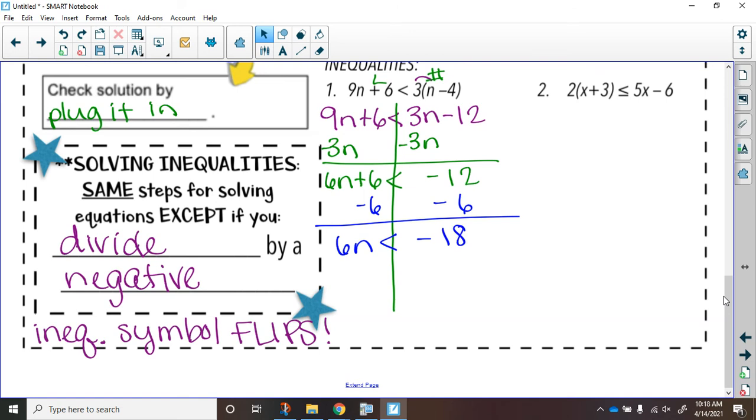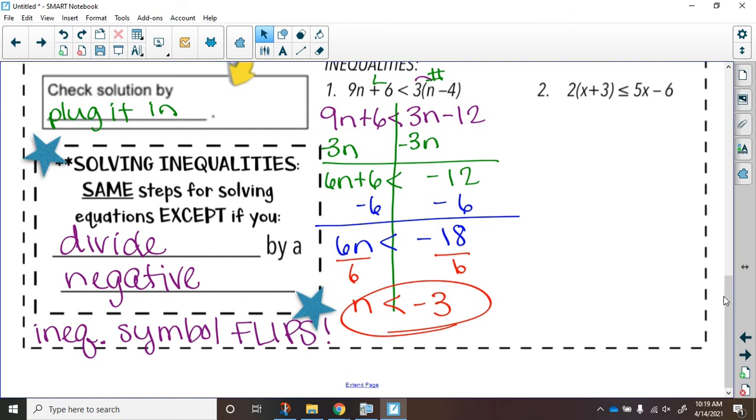Our final step is to divide. So divide by 6 on both sides, and n should be less than negative 3. So I didn't have to flip my inequality symbol for this problem because I did not divide by a negative. Let's look at number 2.